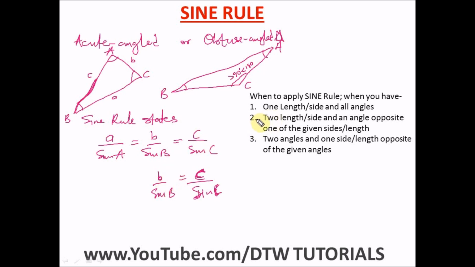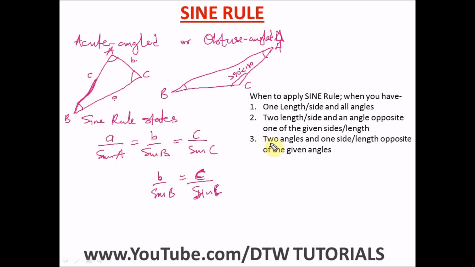Now, another condition when you use your sine rule is when you have two lengths, that's two sides, and an angle opposite one of the given sides. You have two sides, and one angle must be opposite one of the given sides. So let's say you have B and A, it means that you must either have angle B or angle A for you to apply this rule. Don't worry, we're going to do an example now.